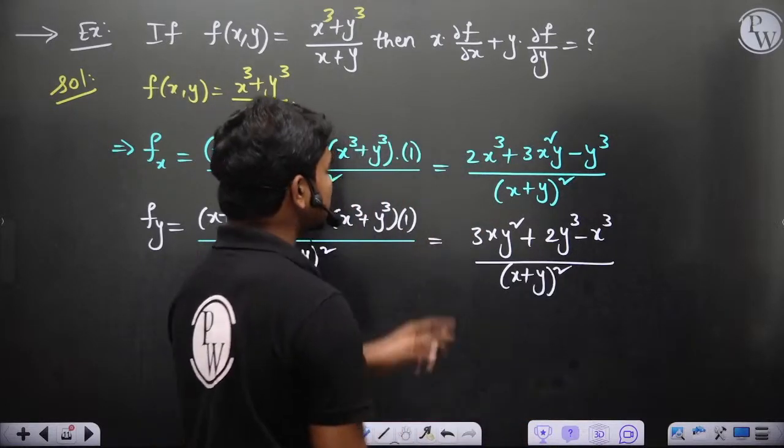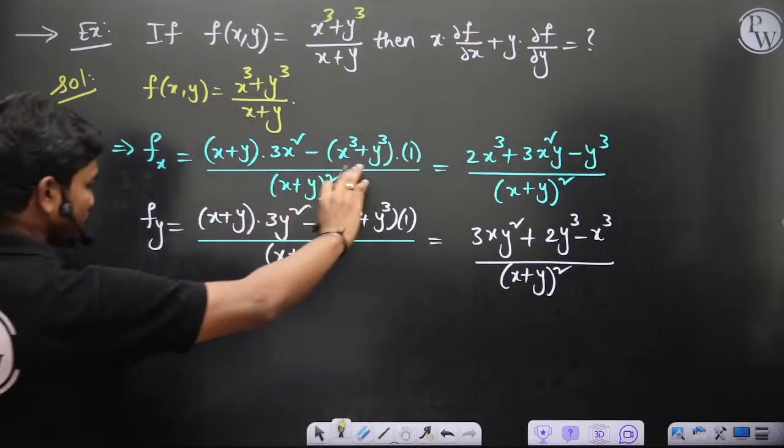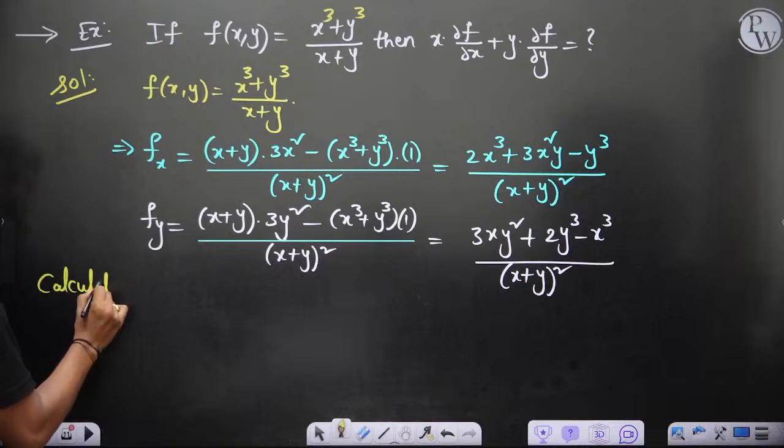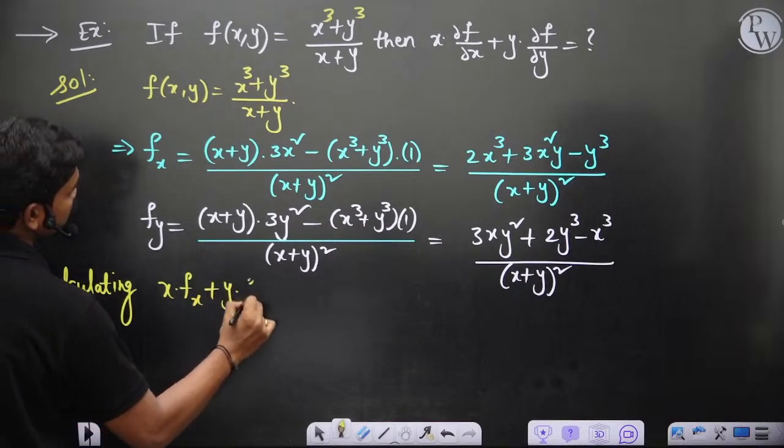Now let's substitute this fx and fy in these terms, and let's try to simplify this. Okay, I know it's a hectic process, but I just want you to do it once. So calculating x times fx plus y times fy here.